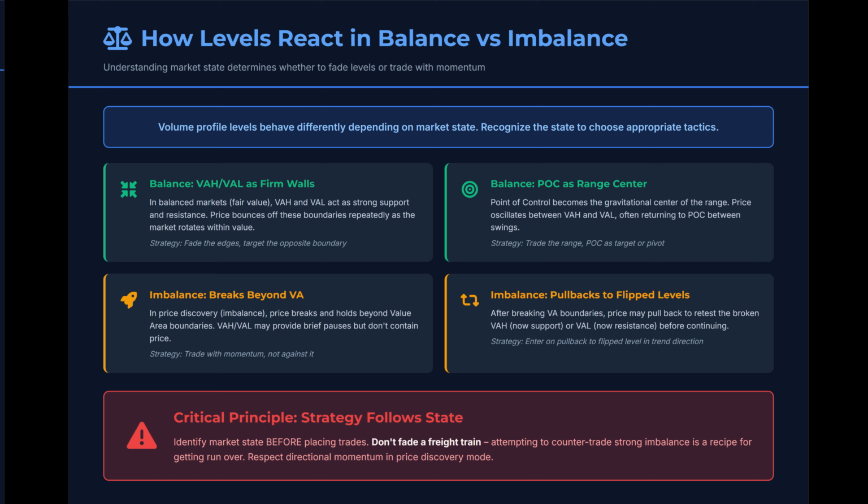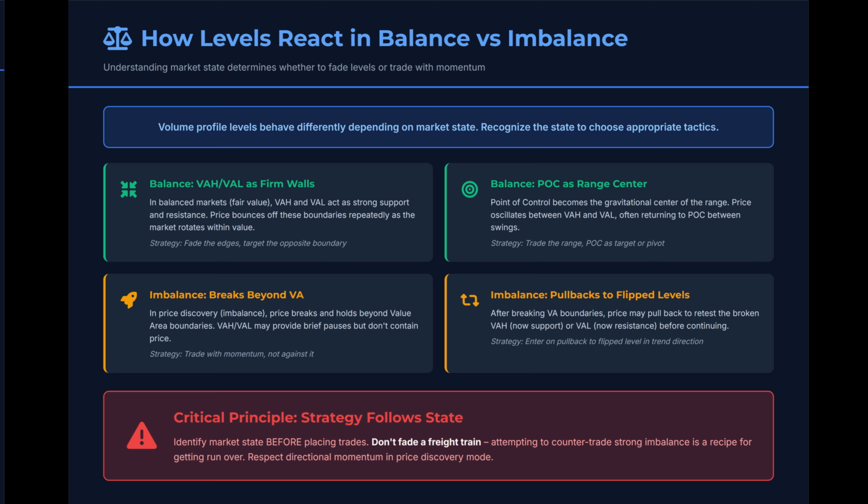Your job is to recognize the state first, and then adjust how you read and trade the levels accordingly. Let's start with how levels behave in balance, when the market is in fair value or an equilibrium mode. During balance, the value area high and value area low act as firm walls. These aren't just levels that price touches and maybe respects, they're boundaries that repeatedly contain price action.